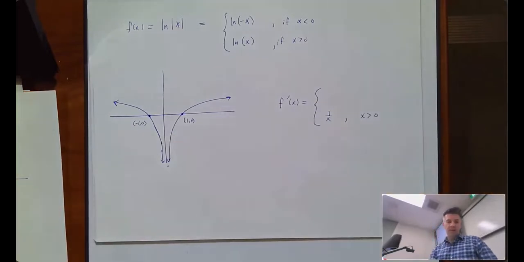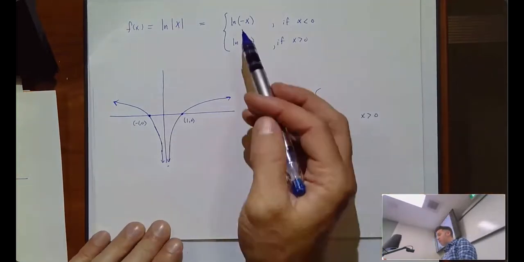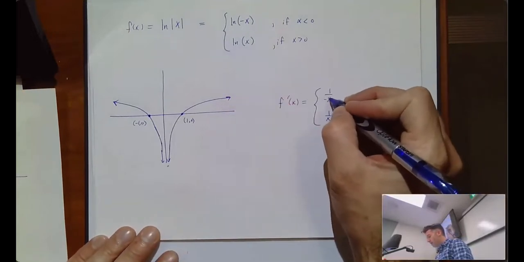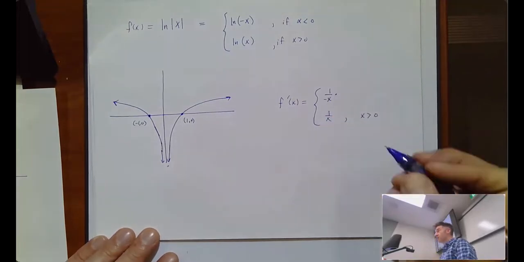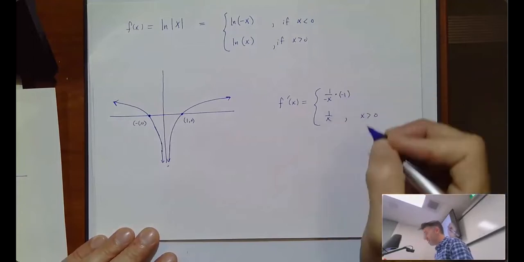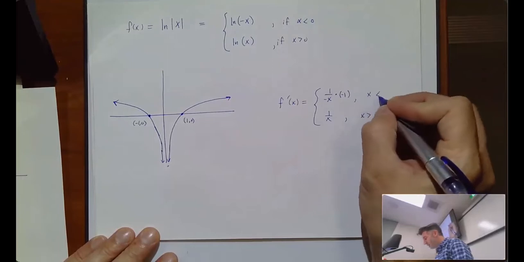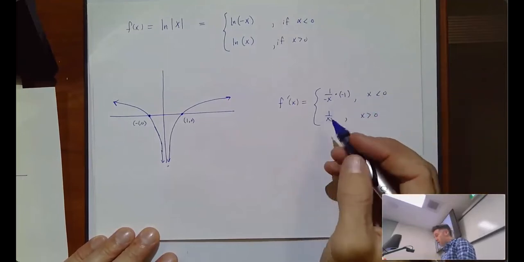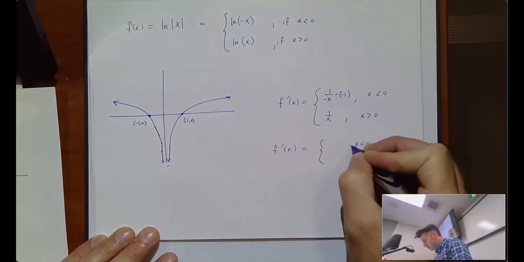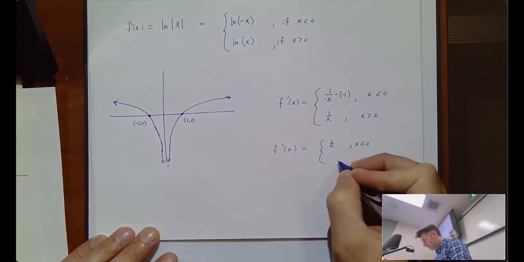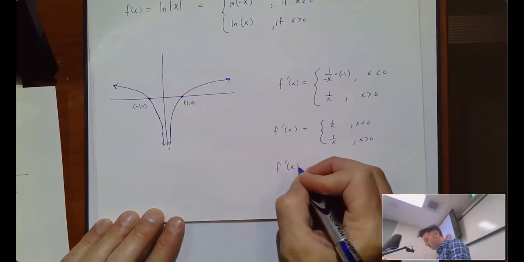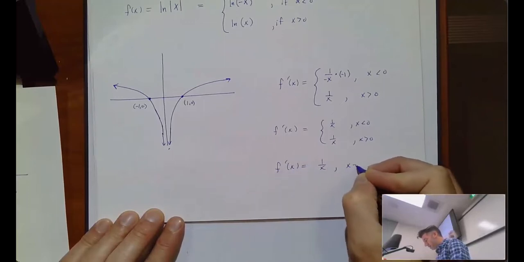But now check this out. If I take the derivative of the natural log of some stuff, I get 1 over the stuff times the derivative of the stuff, which is going to be -1 in this case. But that just simplifies to 1/x. So whether x is negative or x is positive, the derivative is 1/x. So it is legitimate to say the derivative is just equal to 1/x as long as x is not equal to 0.